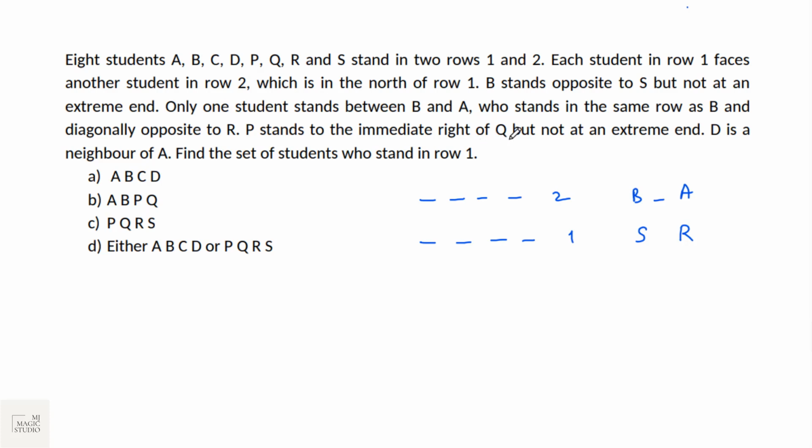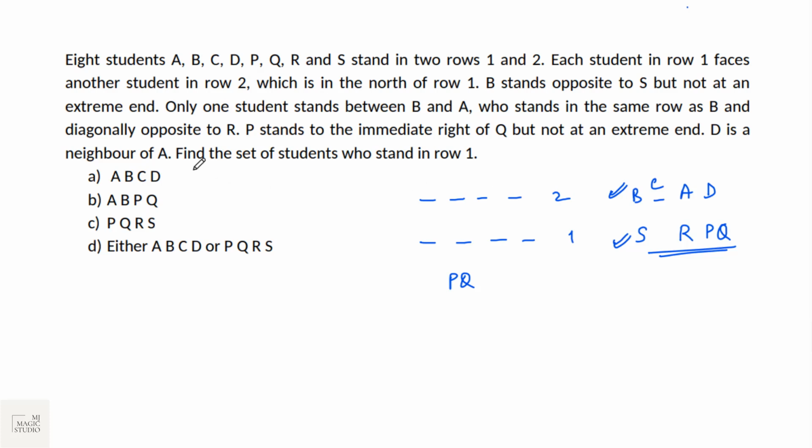P stands immediate right of Q, but not at an extreme end. Okay, P and Q are together. D is a neighbor of A. So if D is a neighbor of A, P and Q should be in this row, and the leftover is C. So these 4 are in one row and these 4 are in one row. Now, these 4 are in row 2 or row 1, or these 4 are in row 2 or row 1, no exact information is given.